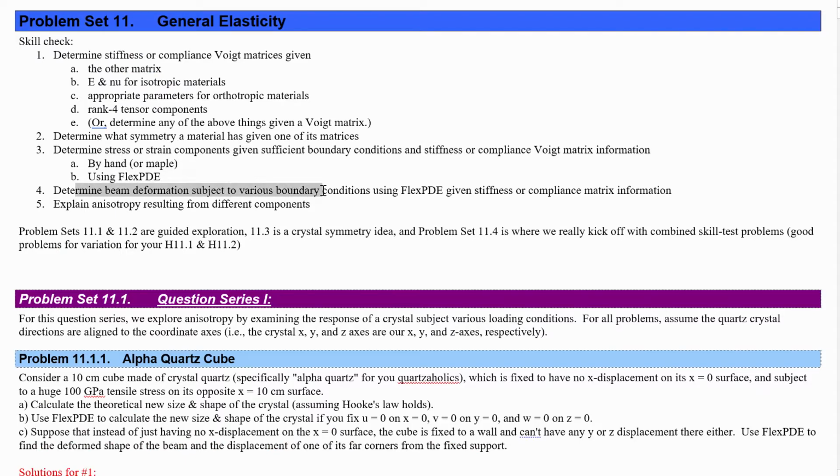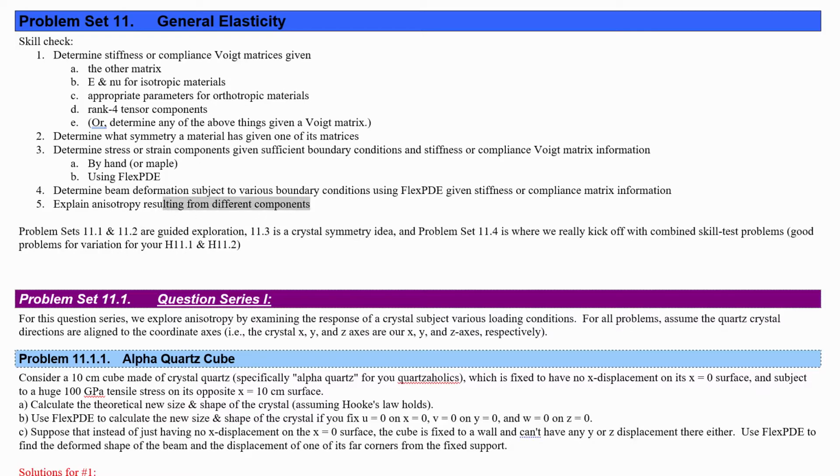Determine beam deformation subject to various boundary conditions using FlexPDE given stiffness or compliance matrix information. This is kind of like perhaps repeating the stuff from combination elasticity at the end of the torsion section, but for anisotropic materials, or even repeating the bending section, or the shear section, or the axial stress section stuff, any of those things that went into combinational elasticity, or even beam resonance stuff with effective stiffness that you can determine for an anisotropic material from the stuff from this week. And then finally, be able to explain anisotropy resulting from different components.